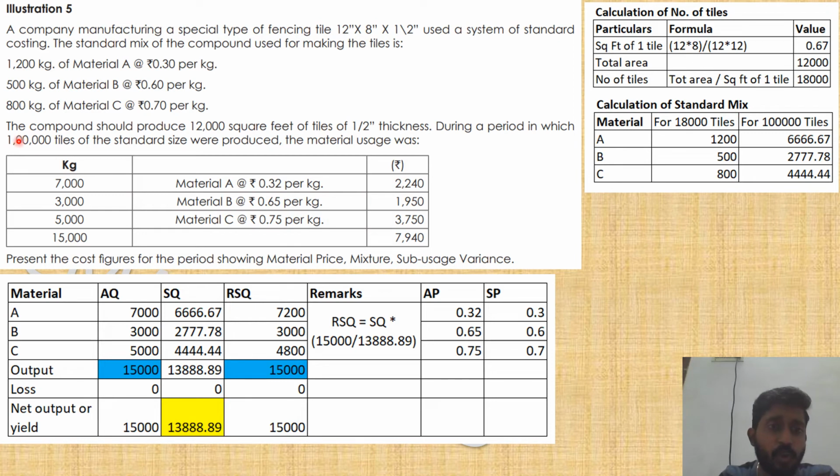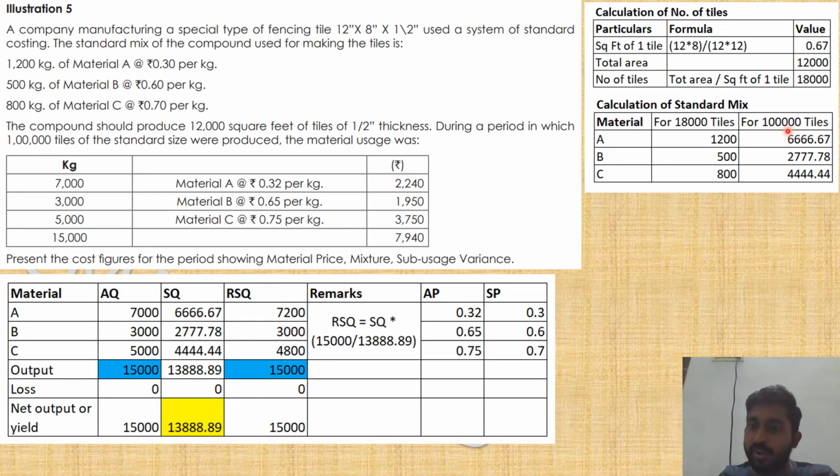Now it is given for 1 lakh tiles. 1 lakh tiles is the actual. For 1 lakh, how much? For 18,000 tiles, we know the standard: 1,200 kg, 500 kg, 800 kg. If these are mixed and produced, you will produce 18,000 tiles. Then for 1 lakh tiles, how much? It is very easy to calculate. 1,200 divided by 18,000 multiplied by 1 lakh, you can find the standard quantity of A, B and C.